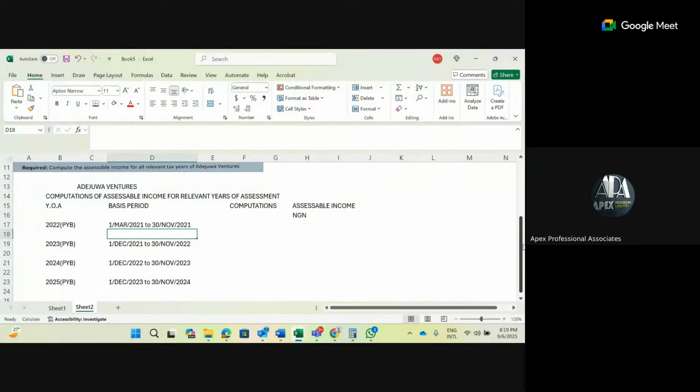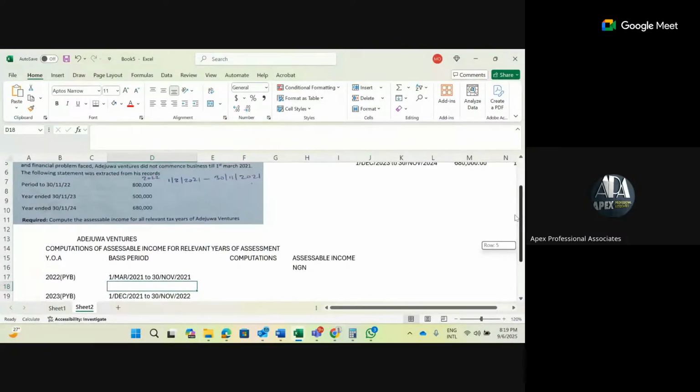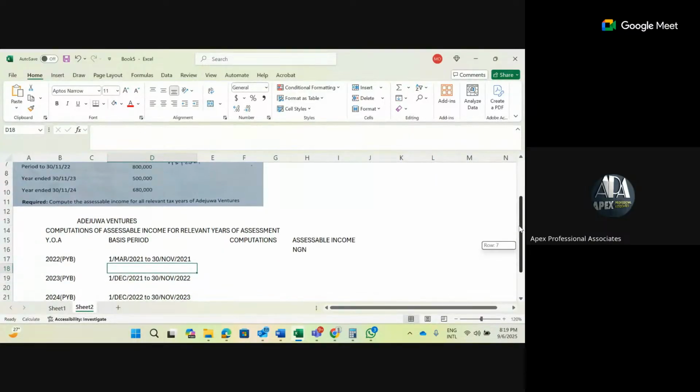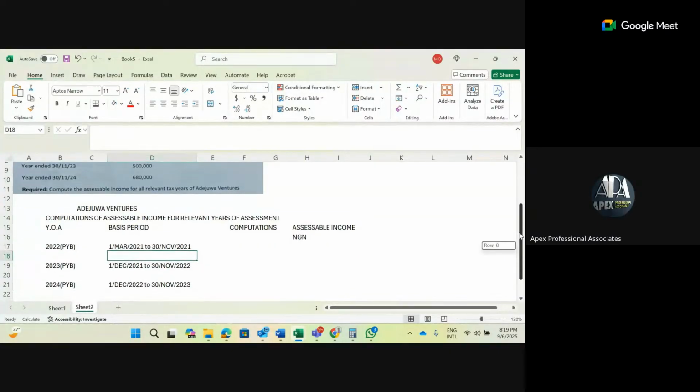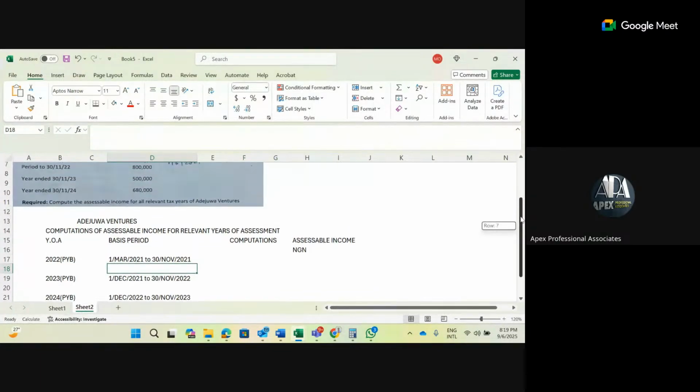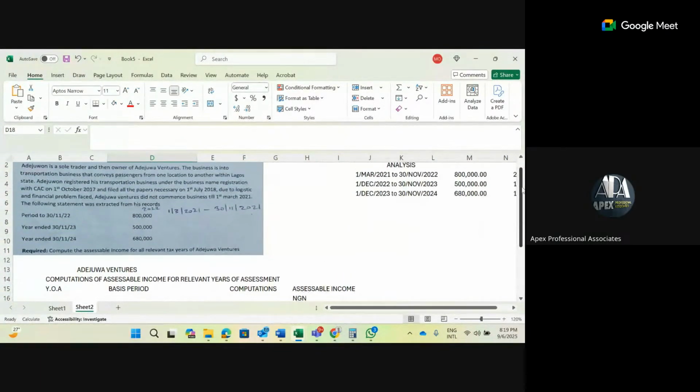Okay, sir. Then you have to take note of when the business commenced operation to the year end. And actually, they didn't mention the year end in this question, but you can see 30th of November. Immediately you see 30th of November, that means this company's year end is 30th of November. Is it clear? Yes, sir. Thank you, sir. Okay, good. So I'm not going to unmute everybody. Let us be interactive, and if you are in a noisy place, please mute your mic.